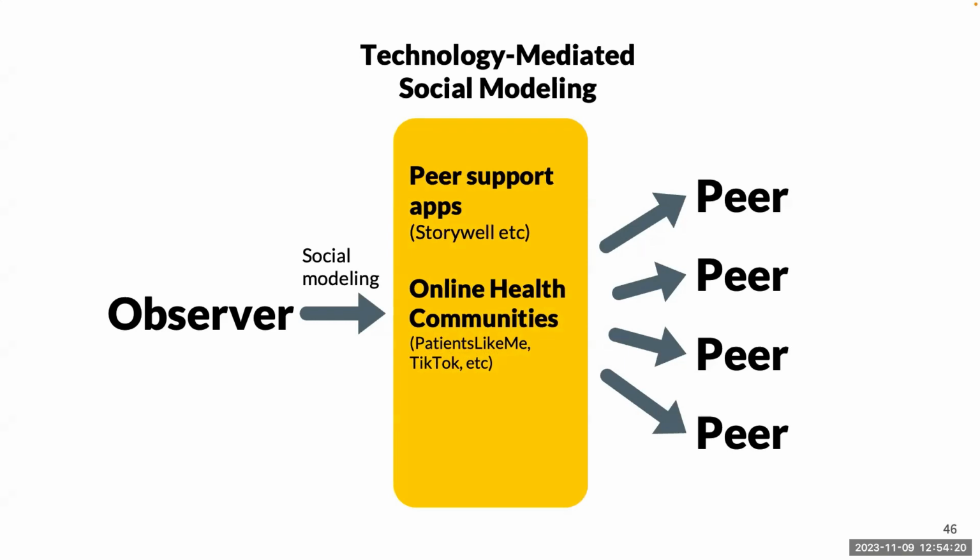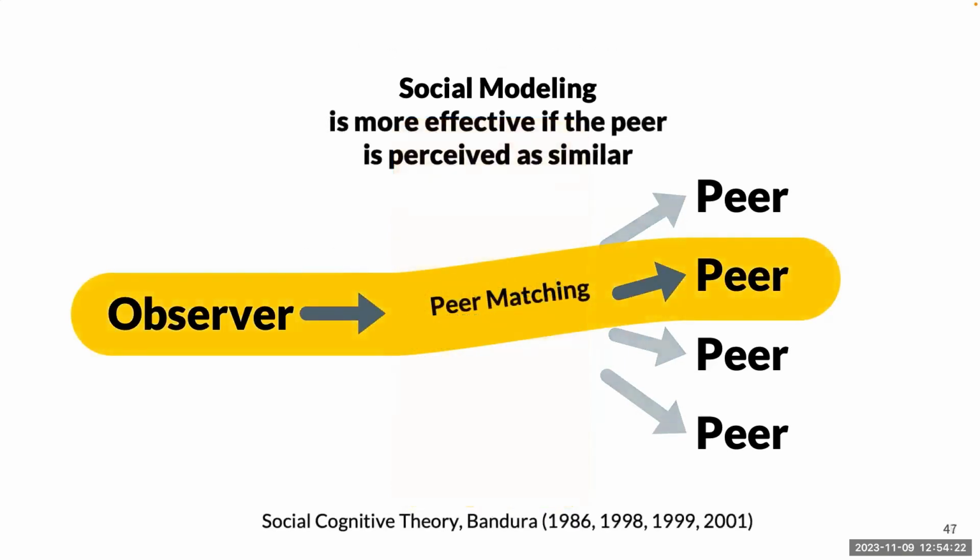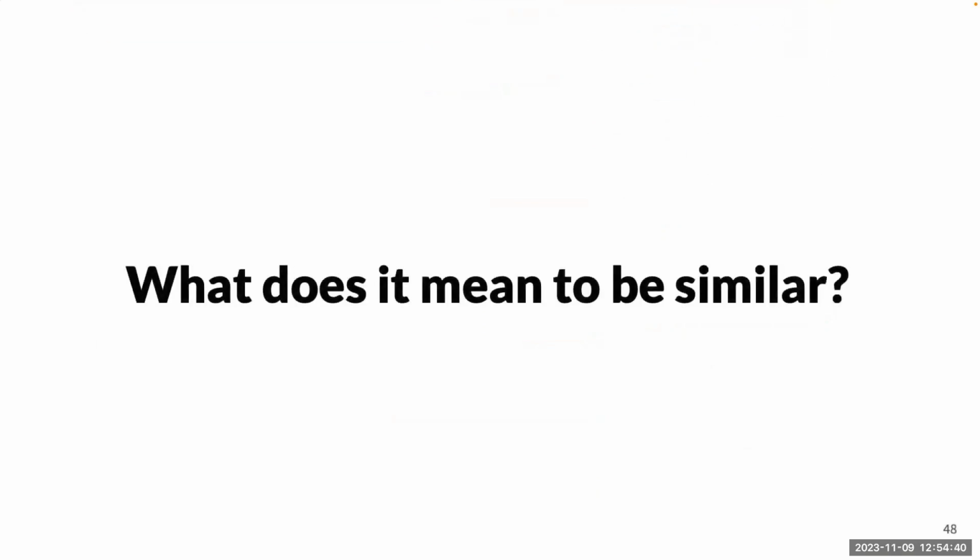So social modeling is more effective if the observer perceives the model as similar. Like I need to see myself in you for me to do what you did. So this kind of makes sense, right? You need to be able to see yourself in the model in order for you to feel like you can do what the model did. But what does it mean to be similar? We don't know that for sure.